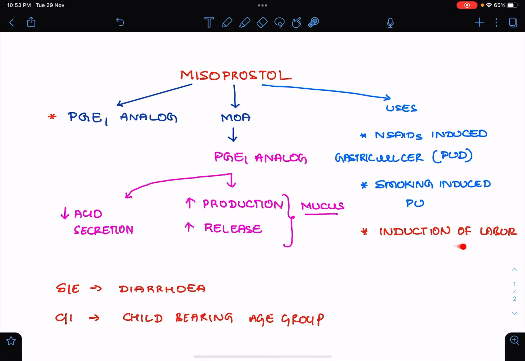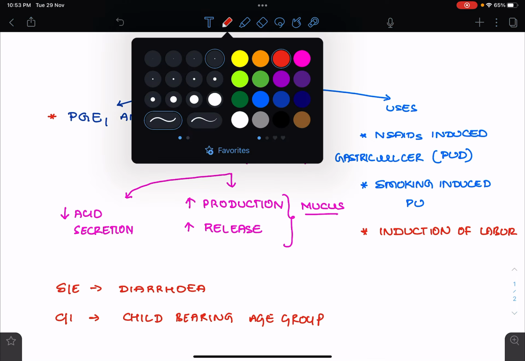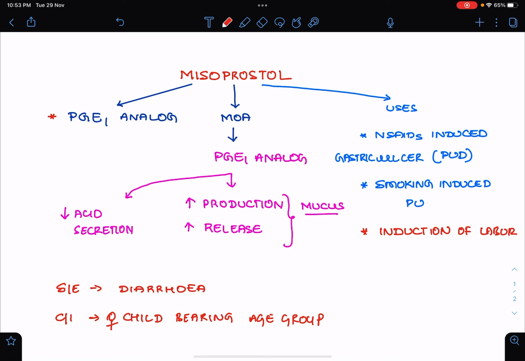It can also be used in the induction of labor, and the side effect encountered with misoprostol is diarrhea, and one contraindication is you should be careful: misoprostol should not be administered in females who are in child bearing age group. So why do we use it in case of NSAIDs? Basically NSAIDs are going to inhibit the prostaglandin E1, which is required for the mucus production in the stomach.